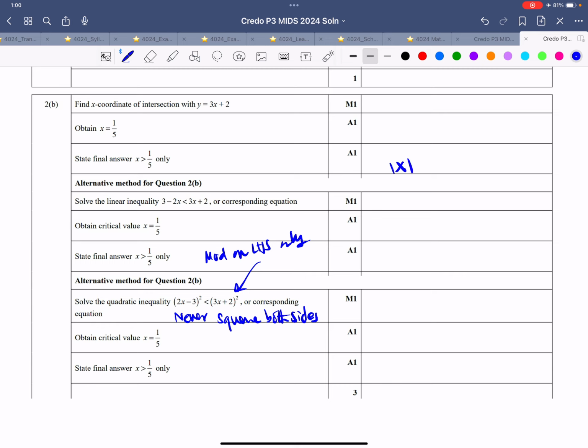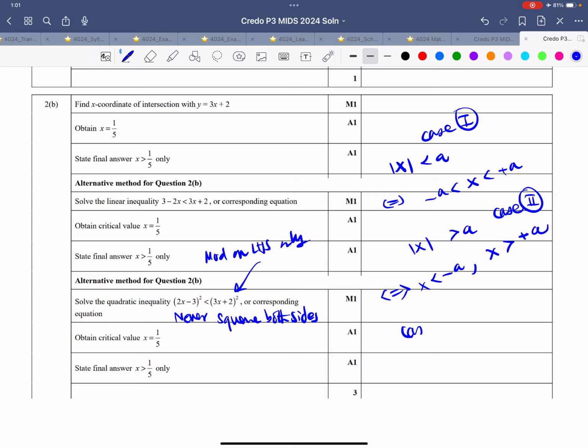Either it's of the format x modulus less than a, which is the same thing as x lies between -a and +a, or x modulus is greater than a, which is the same thing as x is lesser than -a, x is greater than +a. So this is case 1. The way that I teach, I refer to this thing as case 1. This is case 2. And case 3 is modulus on both sides.